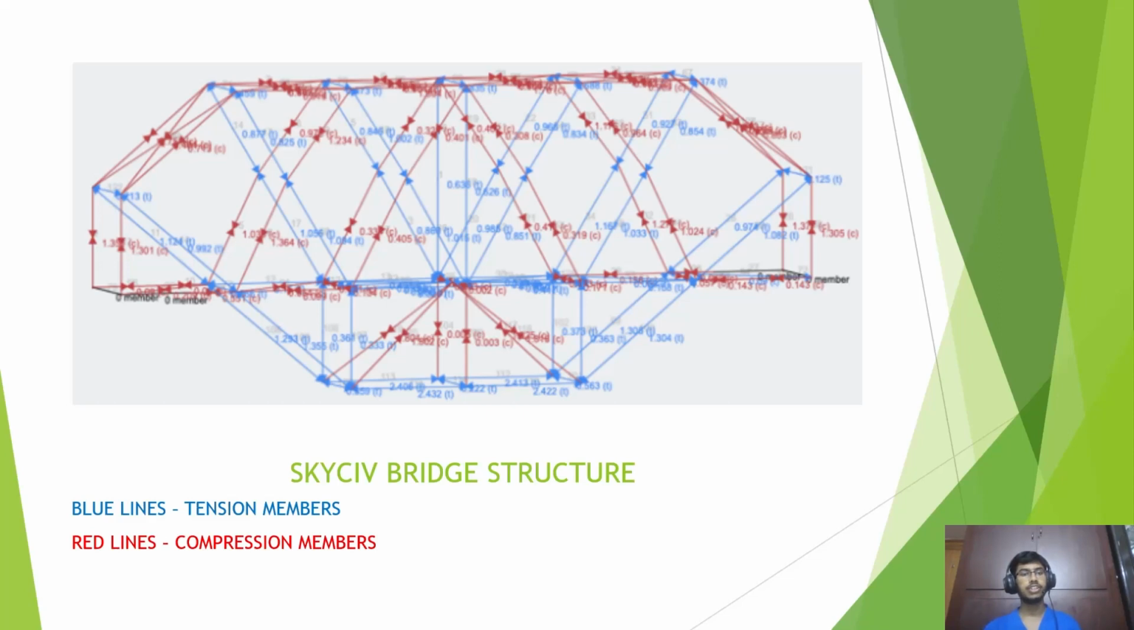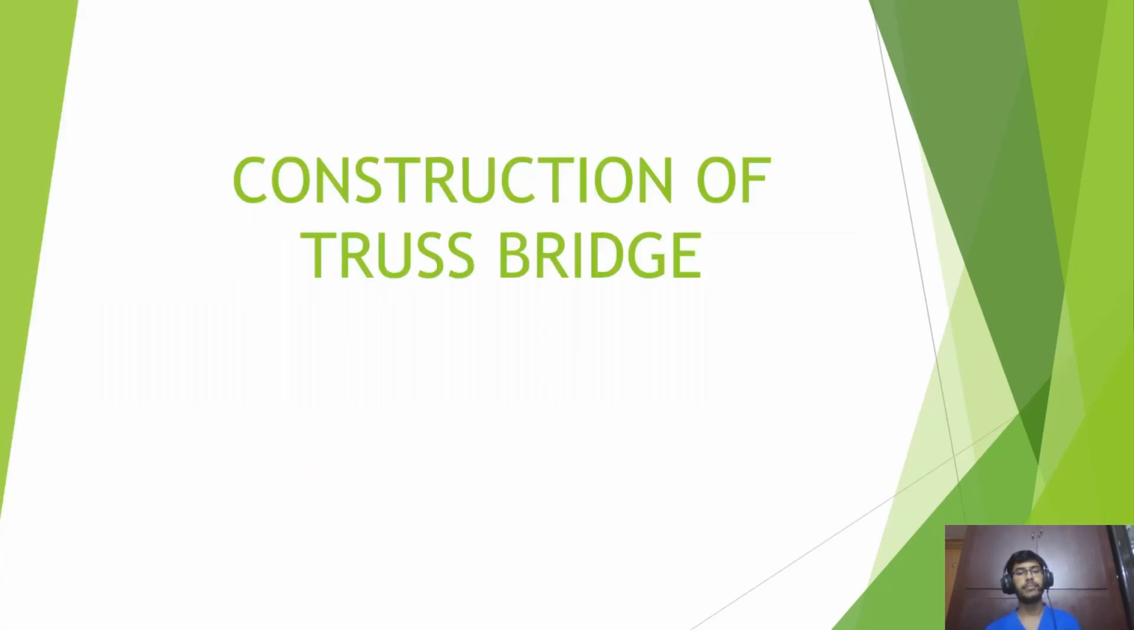Now, as Gopal has explained, this is how we came up with the structure. Now I'm showing you the SkySift bridge structure. The blue lines indicate the tension members, and the red lines indicate the compression members. And this is the SkySift bridge structure. Now we are going to the next part of the video, that is construction of the truss bridge.